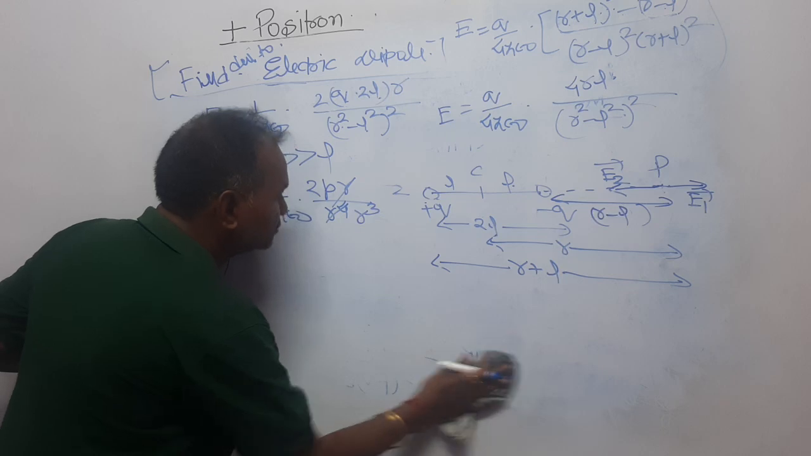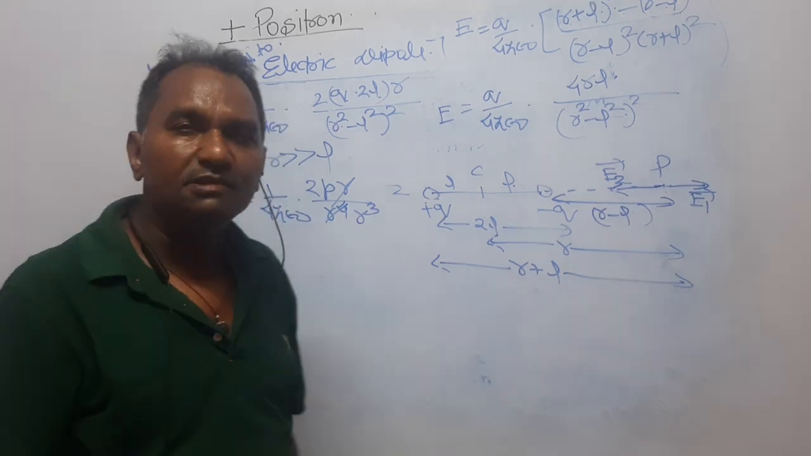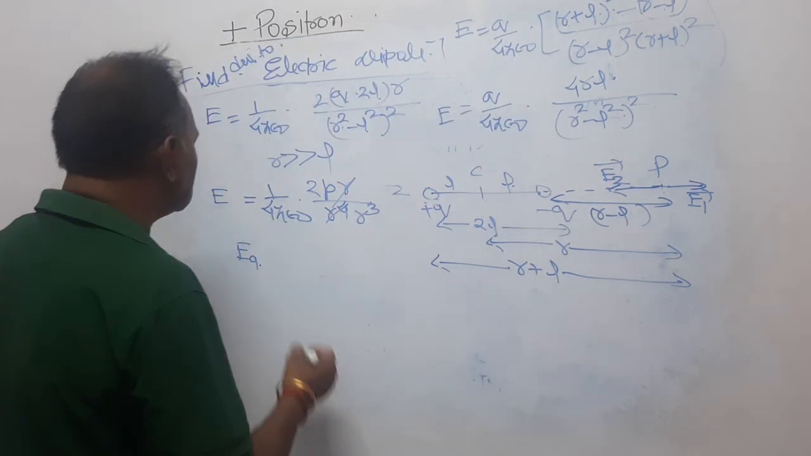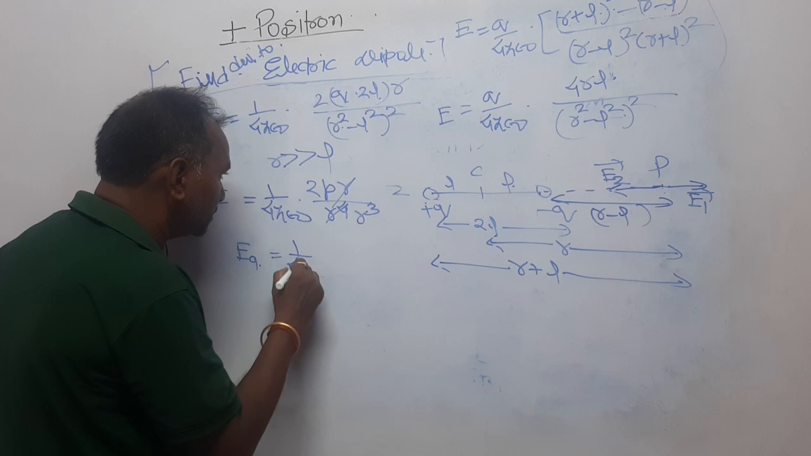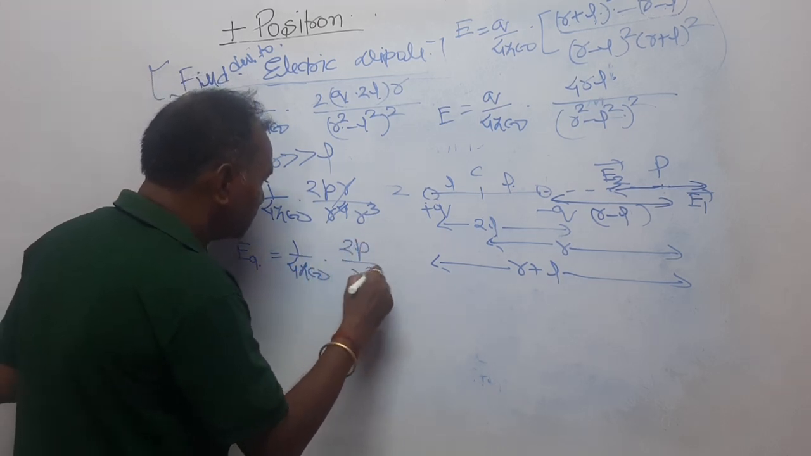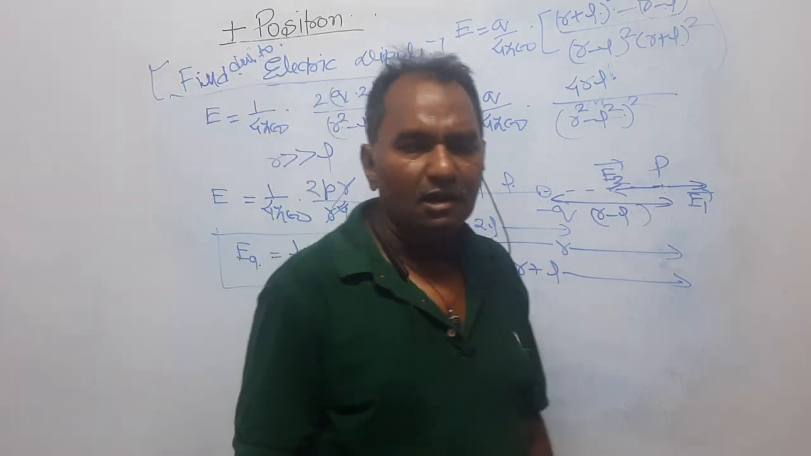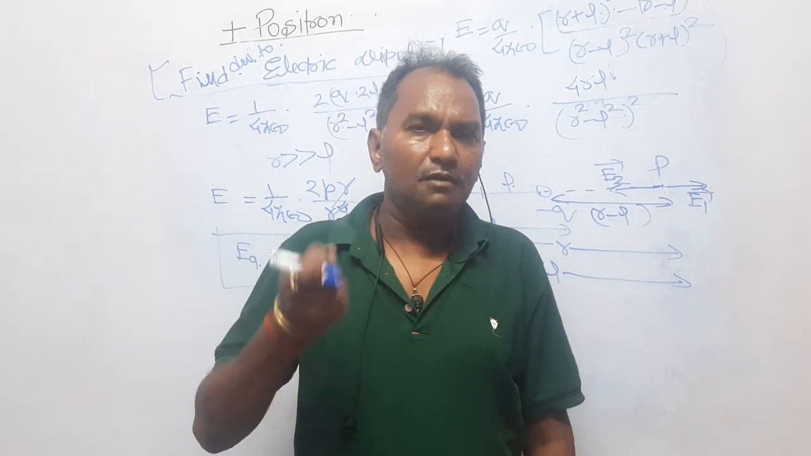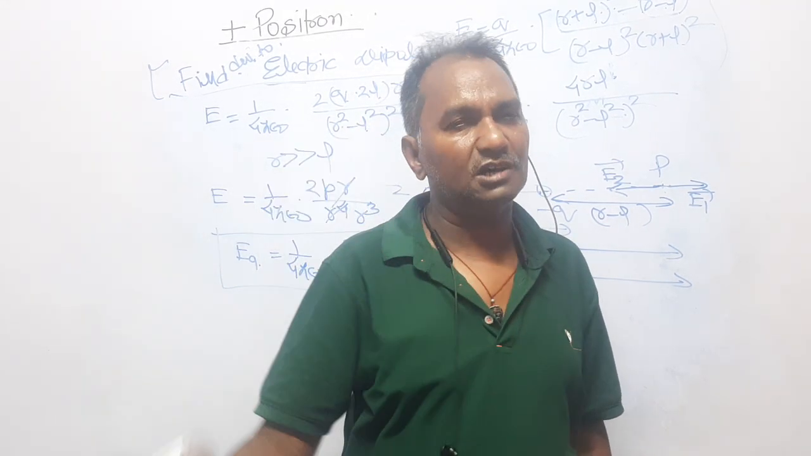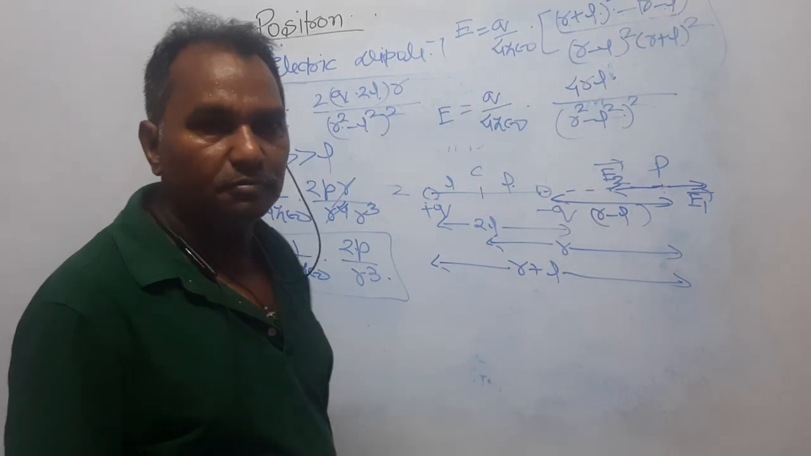So the result that you have got in the axial position, E_A, that is representing the electric field due to a dipole in the axial position. E_A is equal to 1 upon 4 pi epsilon naught, 2P upon r cube. This is the value of the electric field in the axial position. The axial position is what? When the point is lying on the line joining the two charges, that is said to be the axial position.